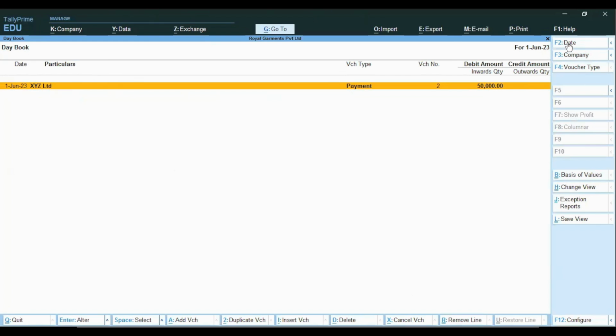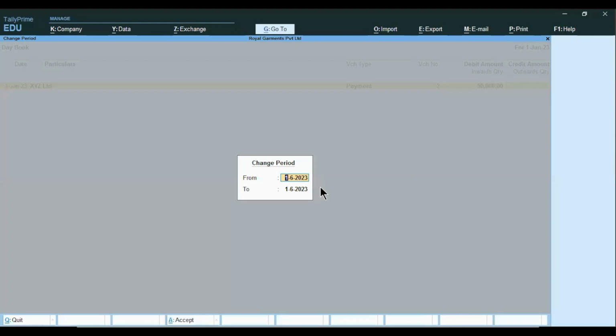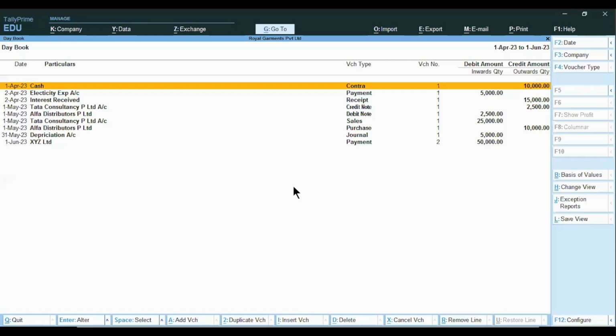So here what we need to check, just click on this F2 arrow. We need to give a period. Alt F2 is the shortcut key to enter the period from which date we need to check the result. So suppose I want to change the period from 1st of April 2023 to the end or to the last entry. So I will keep the two parts as blank. So it will show all the entries right from 1st of April. Enter. So these are the transactions that we have entered in today's session.